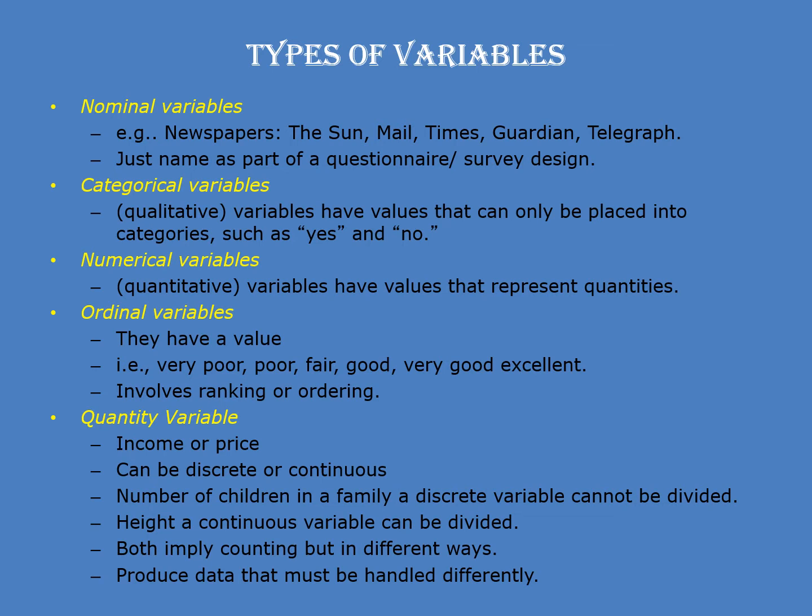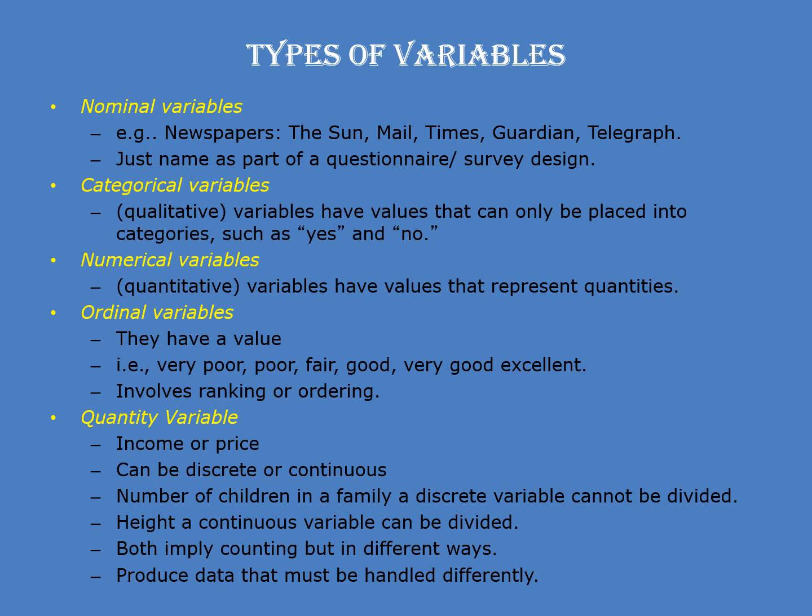And then there's categorical variables, which I've mentioned a little bit in the previous slide, but generally categorical variables have values that can only be placed into categories such as yes or no, for example. Then there's numerical values, which I mentioned a little in the previous slide, but generally speaking, these are variables that have values that represent quantities.